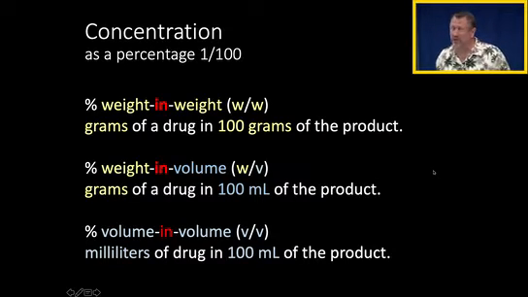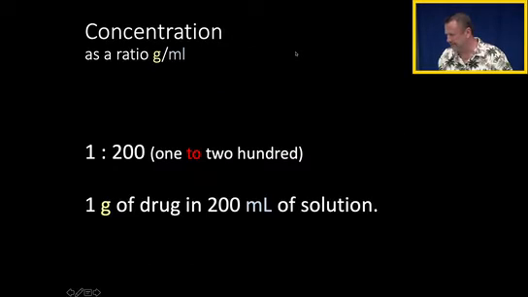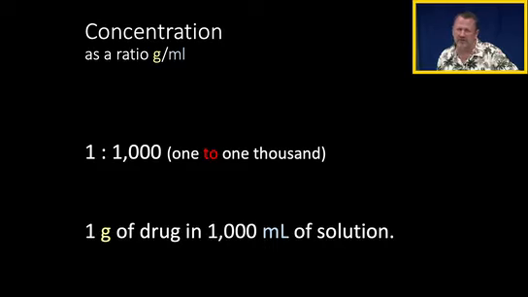And so we're going to do some calculations about concentrations. And again, when we express it as a percentage, it's 1 over 100. All right. The concentrations get a little bit more complicated here. We have grams per milliliter of solution. And so if we have a 1 to 200 solution, that means we have 1 gram of drug in the 200 milliliters of solution. So 1 to 1,000 is 1 gram of drug in 100 milliliters of solution.